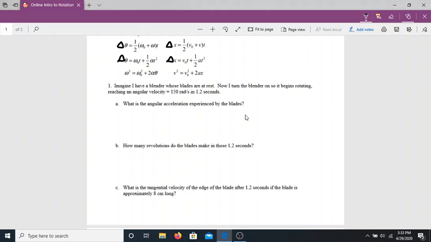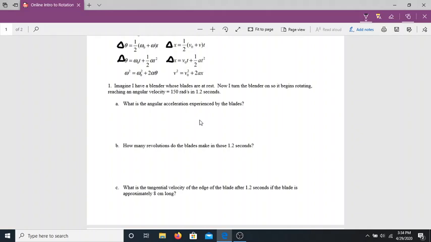All right? So for this first question, I have a blender, and it's off right now. I haven't turned it on. It's already connected to a circuit. Now, I turn the blender on, so it starts to turn. And eventually, in about 1.2 seconds, so pretty quickly, it reaches an angular velocity, a spinning speed, of 150 radians per second. Now, my first question is, what is the angular acceleration experienced by the blades?